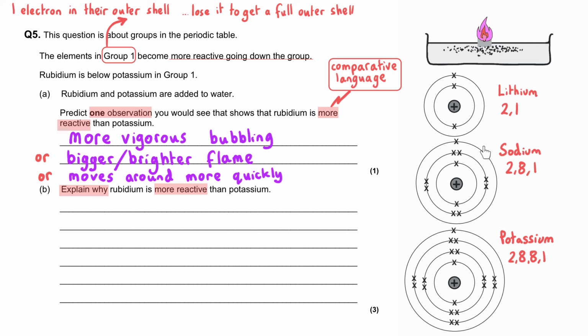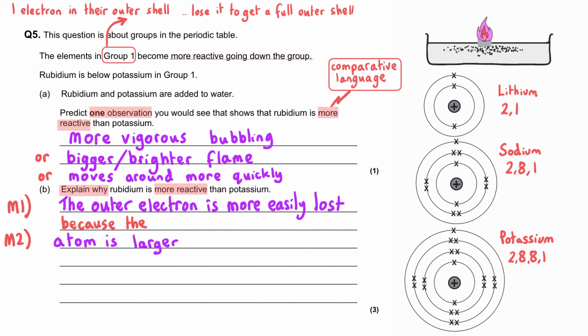If we take a look at the electronic structure of the first 3 alkali metals, lithium, sodium and potassium, we can see the 1 outer shell electron in each of them, and when this outer shell electron is lost, the penultimate shell, the one that's just inside the outermost shell, becomes the new outer shell, and this is full. And so, if rubidium is more reactive than potassium, it must mean that the outer electron is lost more easily, or that it requires less energy to remove the outer electron.